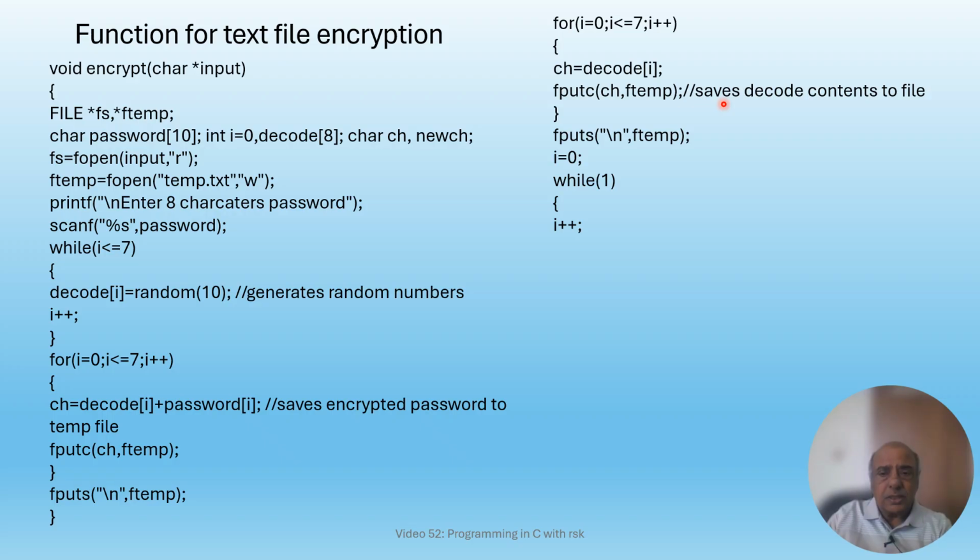Then there is a continuous while loop, and we read the file: ch = fgetc(fs), where fs is the source file, the file we are intending to encrypt. If ch is equal to end of file, that is, when it reaches the end of file while reading the characters, the while loop will terminate.